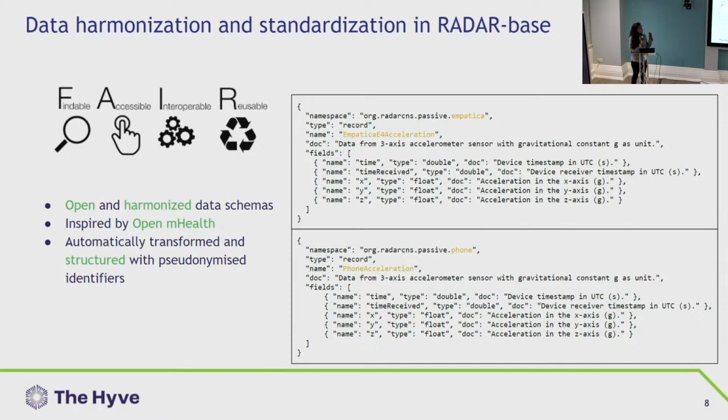As you can see, if you're getting accelerometer data from two devices, then the schemas are the same, so you can apply the same algorithm that you make for one device to the other.